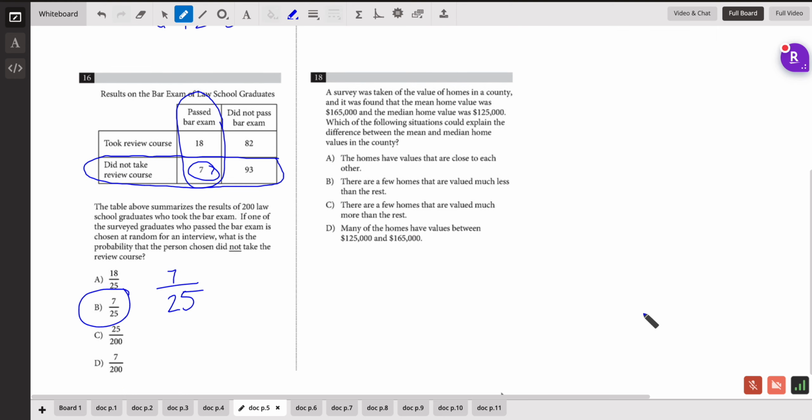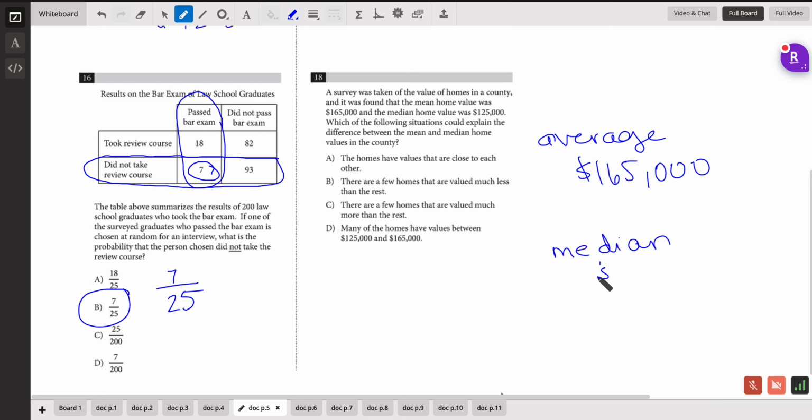Number 18, a survey was taken of values of homes in a county, and it was found that the mean home value was 165,000. So the average is the mean, and the average is 165,000, and the median home value was 125. Ooh, so the median, 125. Which of the following situations could explain the difference between the mean and median home values in the county?